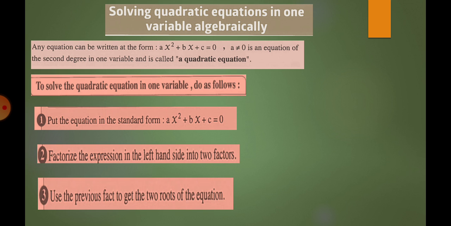Number 3, use factorization to find the roots. We know if we have two numbers a and b, a times b equals 0, then a equals 0 or b equals 0. If the product of two numbers equals 0, one of them equals 0.